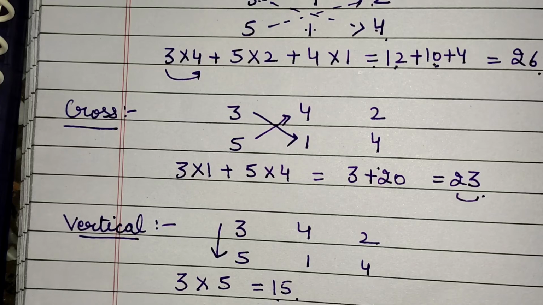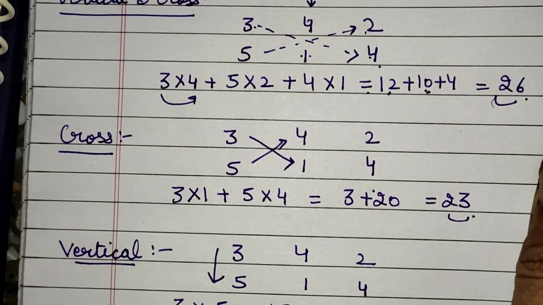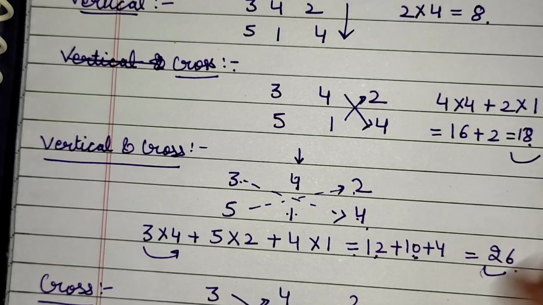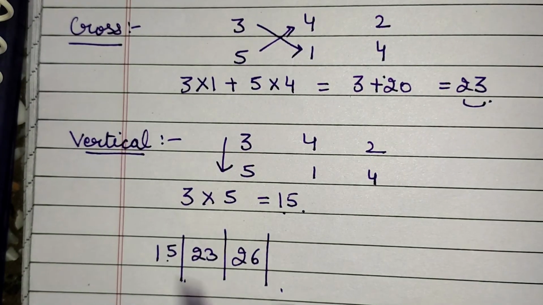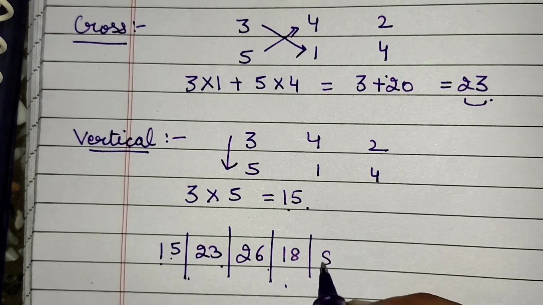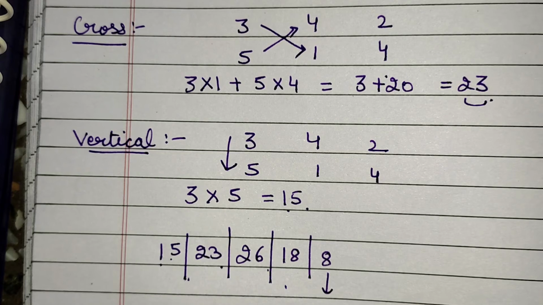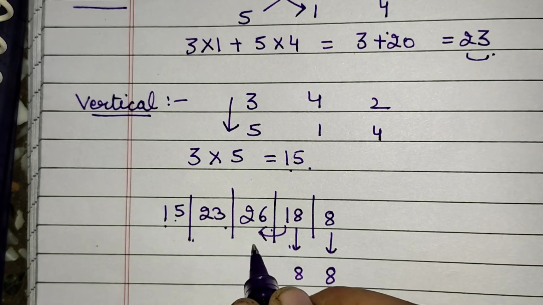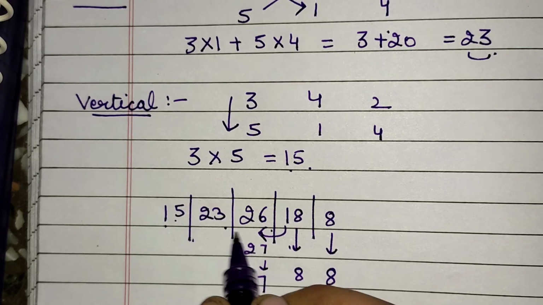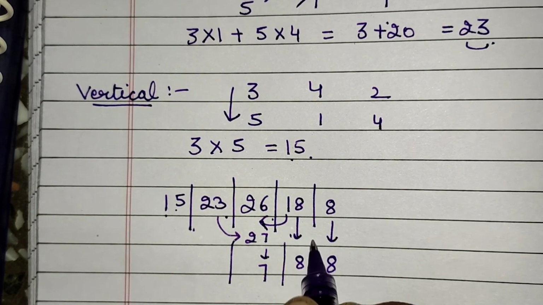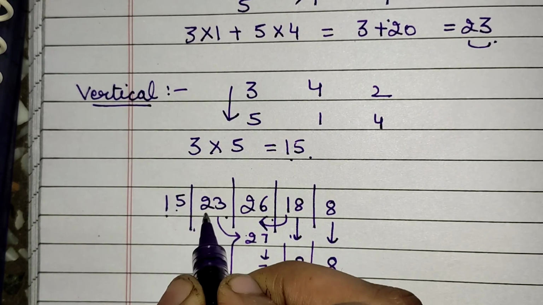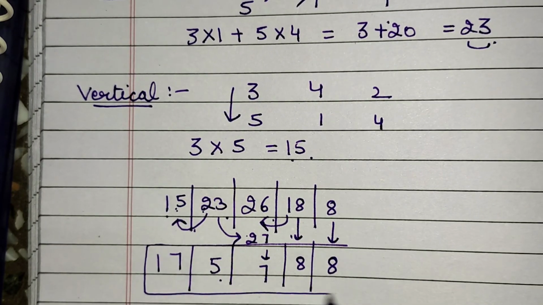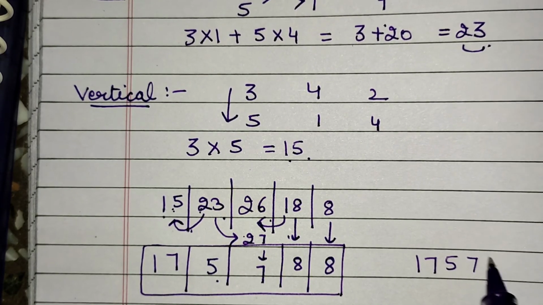Okay, so the final answer of your question will be 15, then the next digit will be 23, the next digit will be 26, the next digit will be 18, and the last digit will be 8. So write down here 15, 23, 26, 18 and 8, right? Now write down your digits: 8 as it is, then 8 will be here as it is, then 26 plus 1 will become 27, so 7 will be here as it is, then 23 plus 2 will be 25, so 5 will be here as it is, so 2 will go here, and 15 plus 2 will become 17. So this will be my answer, which is 1, 7, 5, 7, 8 and 8.